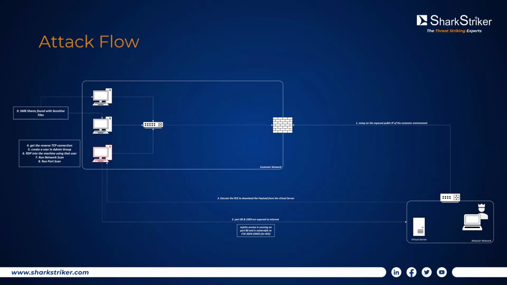For lateral movement, we performed a network scan to find out the devices in the same networks and performed a port scan to see what all services are exposed on the internal network. We found that SMB shares are accessible, and on those shares, we found confidential files like VAPT reports, ID cards of the employees, invoices, PST files, and many more details.